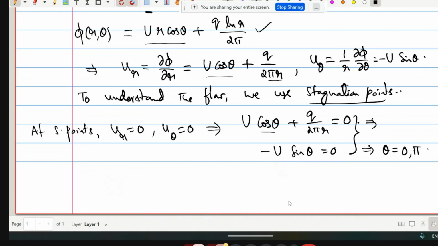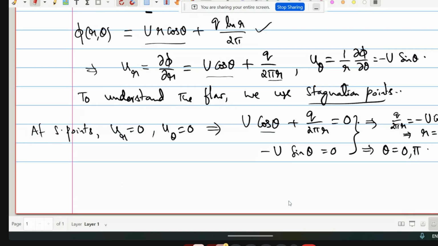So what is your R there? Q by 2 pi R equal to minus U cos theta implies R equal to minus Q divided by 2 pi U cos theta, right? This is what your R is. If you take theta equal to 0, cos theta is 1 and Q is positive, so R will be negative. R is negative. That is not possible, right? If theta is 0, R is not possible, right? You try to write it separately, so you'll understand.